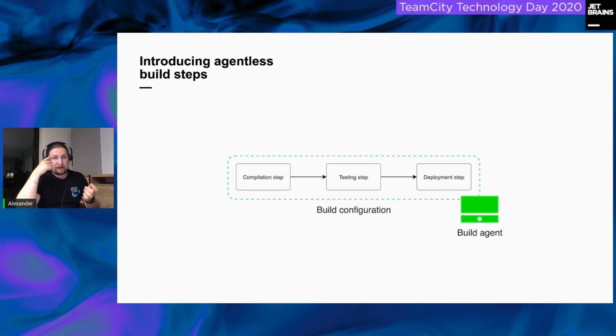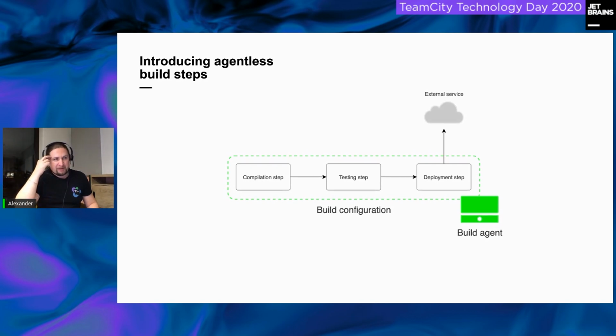And the big news here is agentless build steps. So what is it? Let's take a look. TeamCity has a lot of features. It integrates with a lot of tools. It has a lot of plugins and integrations, and it can be used to build, test, deploy pretty much all sorts of projects. But what if your release pipeline employs an external service?